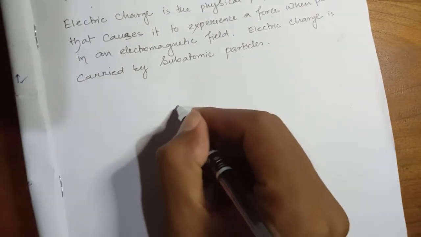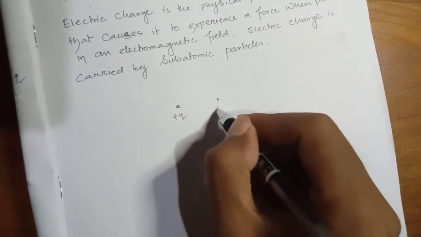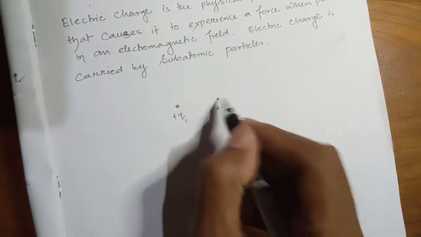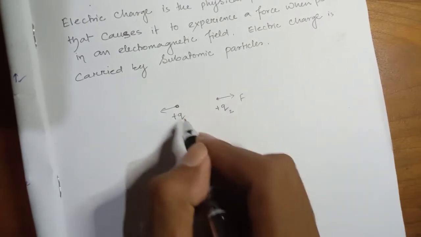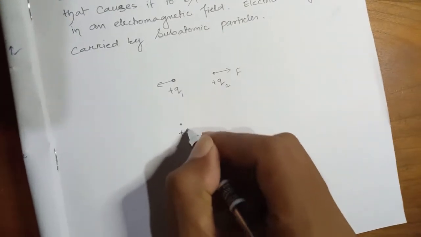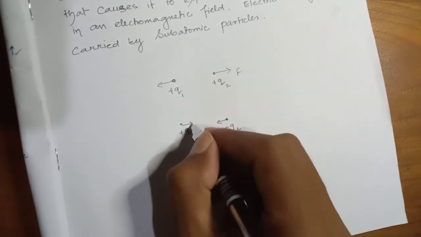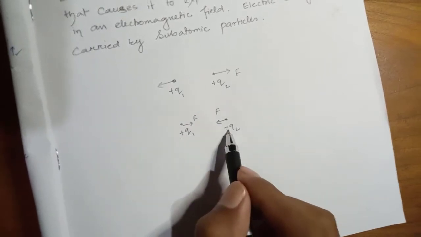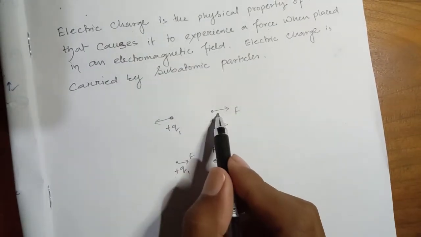Suppose here is one positive charge, Q1. If you bring another positive charge, Q2, near it, then these two charges will experience a force of repulsion. Why? Because they are like charges, and like charges repel each other. If one is positive and another is negative, then they will experience a force of attraction. That's why I call them unlike charges. So unlike charges attract each other, and like charges repel each other.